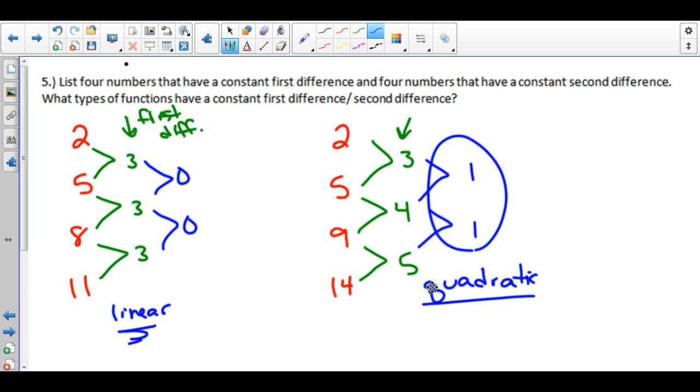Okay, so I'm not going to ask you on a test or a quiz to come up with the 4 numbers, but I would expect you to know that linear functions have a constant first difference, and quadratic functions have a constant second difference.